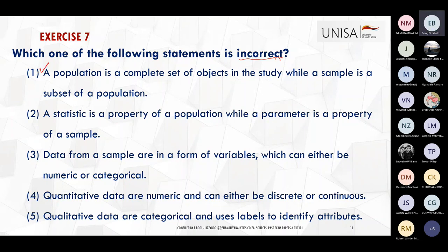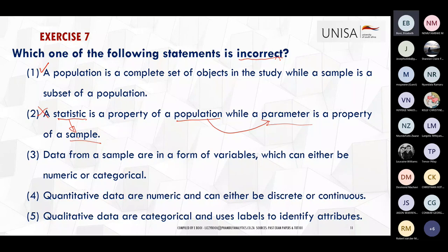A statistic is a property of a population, while a parameter is a property of a sample. Is that correct? Statistic, population, parameter, sample, is that correct? No, that is incorrect. Statistics is for the sample; for the population, the measures we get are called parameters. So always remember that.